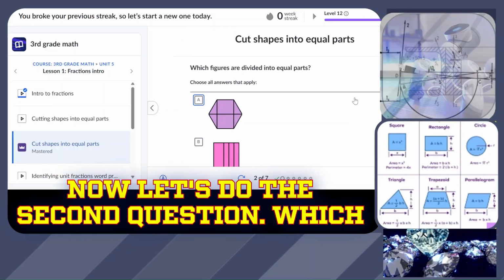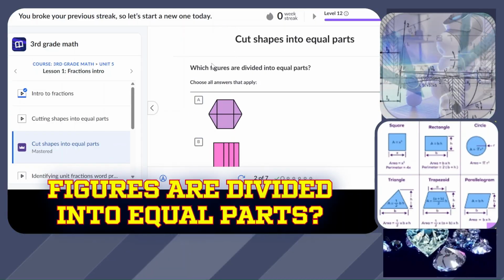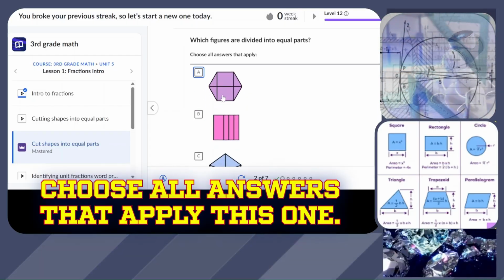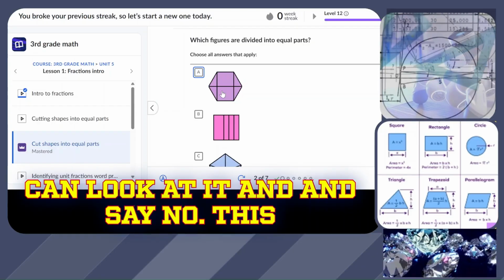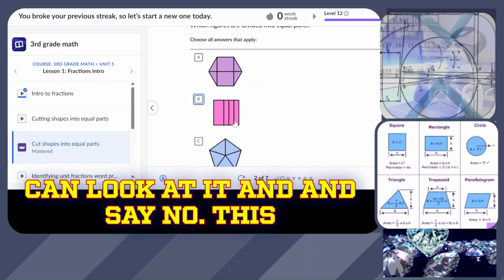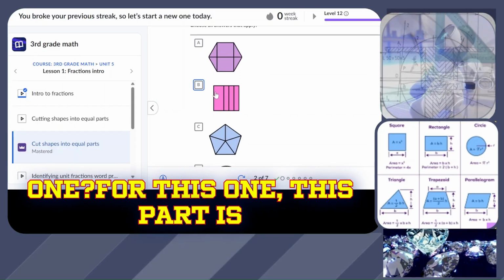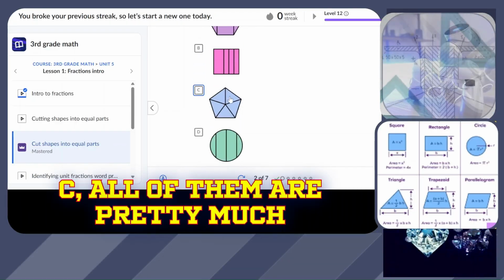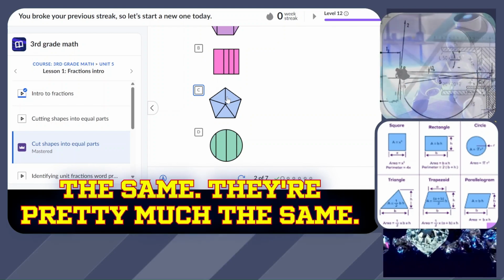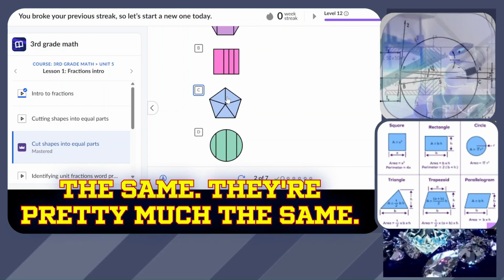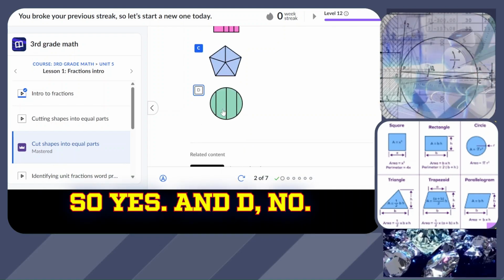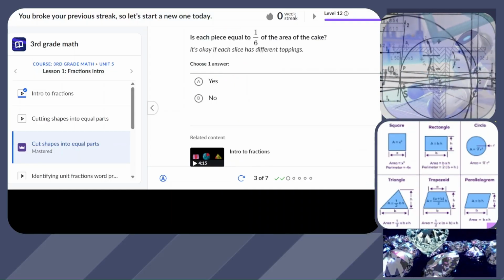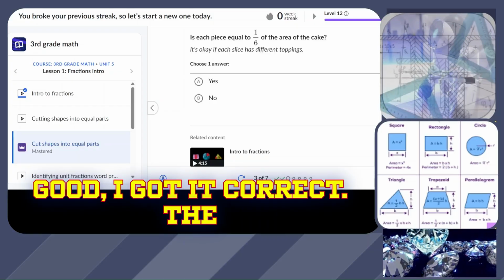Now let's do the second question. Which figures are divided into equal parts? Choose all answers that apply. This one, you can look at it and say no. For this one, this part is bigger than the rest of them, so no. Or C, all of them are pretty much the same, so yes. And D, no. Good, I got it correct.